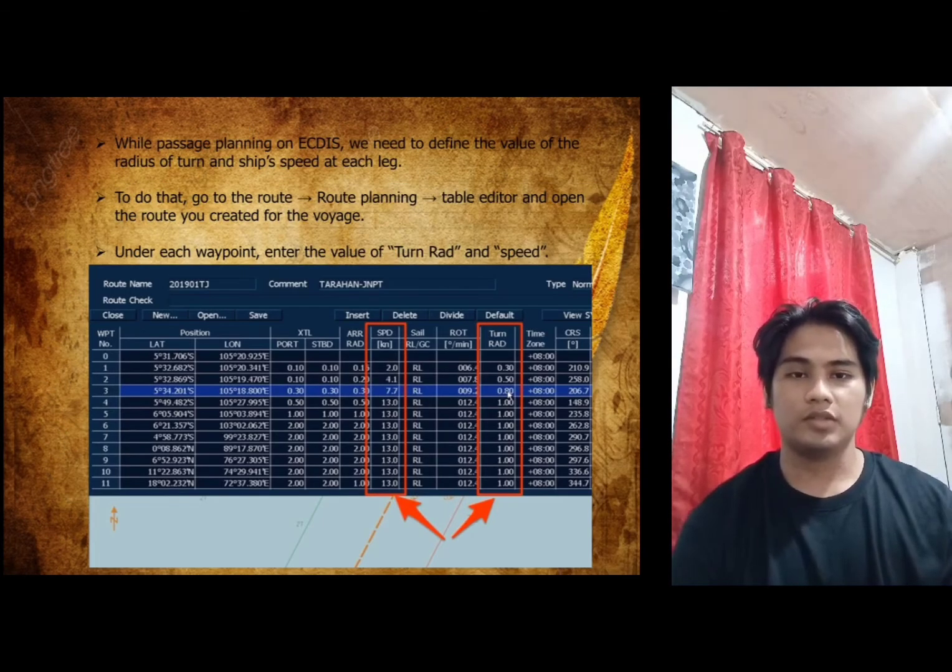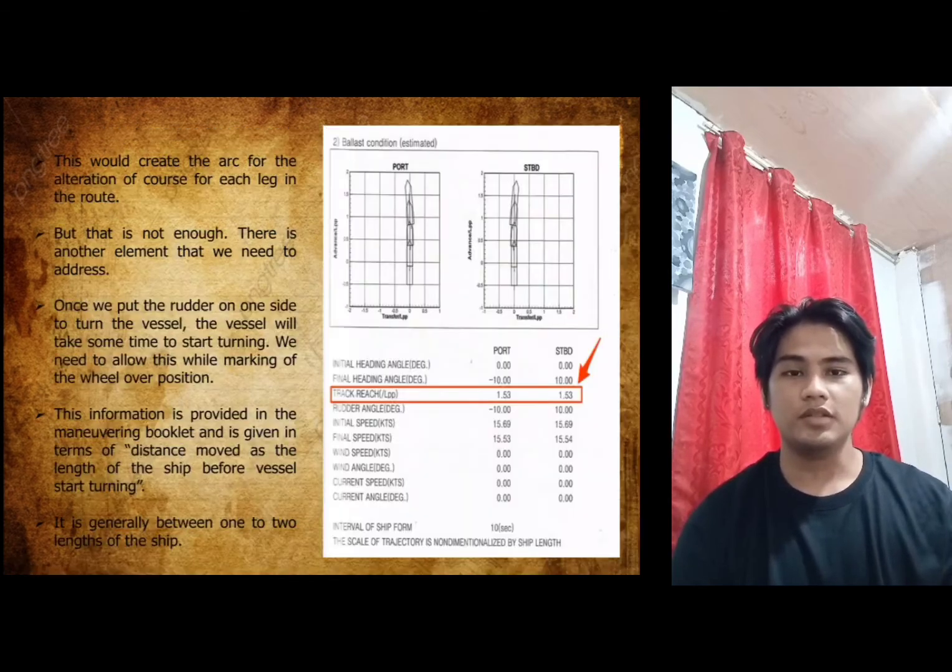While passage planning on ECDIS, we need to define the value of radius of turn and ship speed at each leg. To do that, go to the route planning table editor and open the route you created for the voyage. Under each waypoint, enter the value of turn rate and speed. This will create the arc of alteration of course for each leg in the route. But this is not enough. There is another element that we need to address.